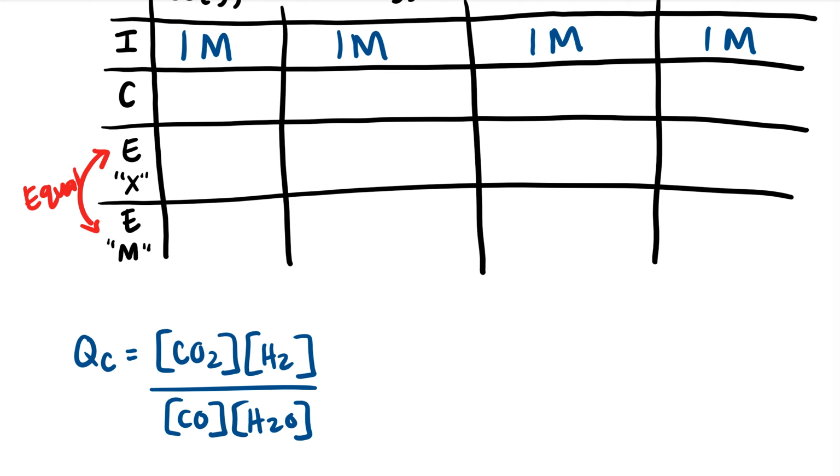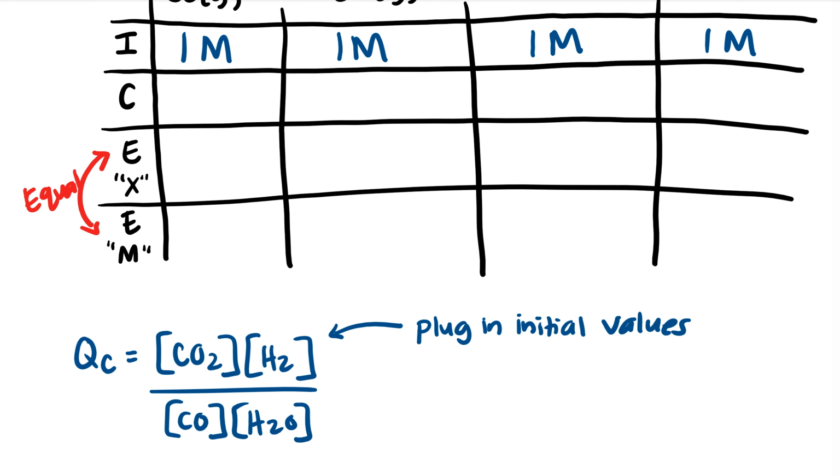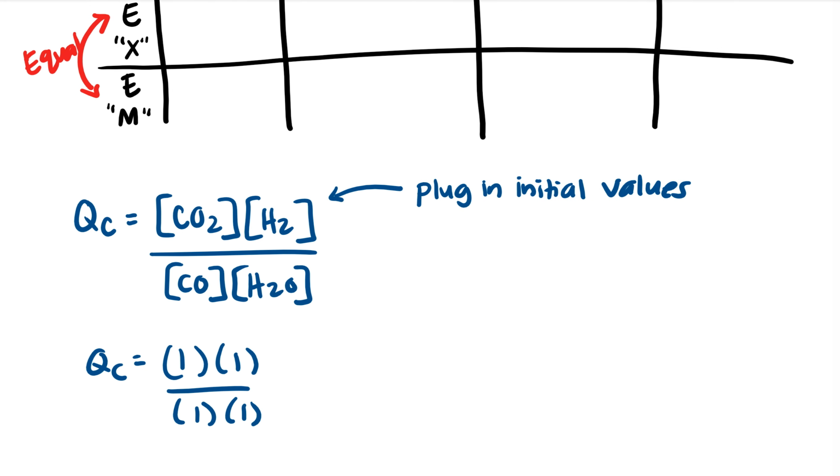And so we're going to plug in 1 molar into our Qc. Remember, Qc is something that we calculate for non-equilibrium conditions. And so that's exactly what our initial conditions are. We don't know if it's at equilibrium or not. We're kind of testing that. So we're going to plug in our initial values. So everything initially has a molarity of 1, makes our calculation of Qc very easy. Qc is 1.